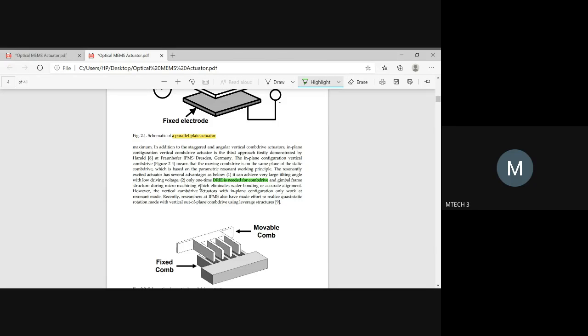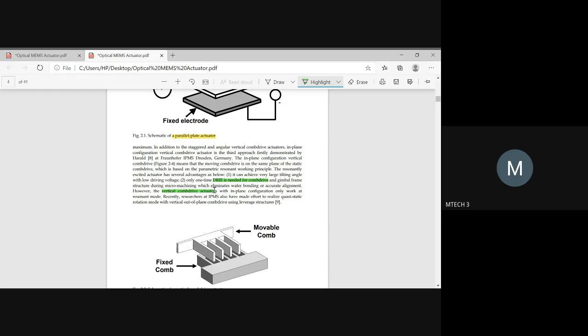So in this process, you need only one time DRIE. It is needed for the combo drive. This is the thing you have to understand. So this was for our combo drive option.